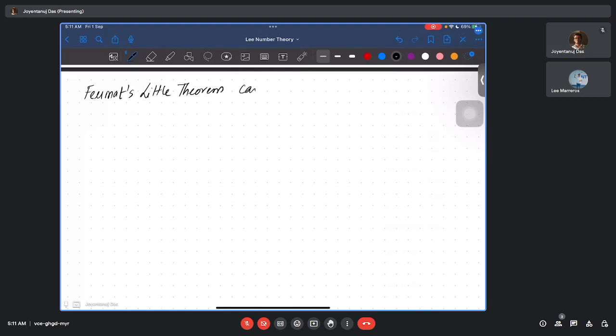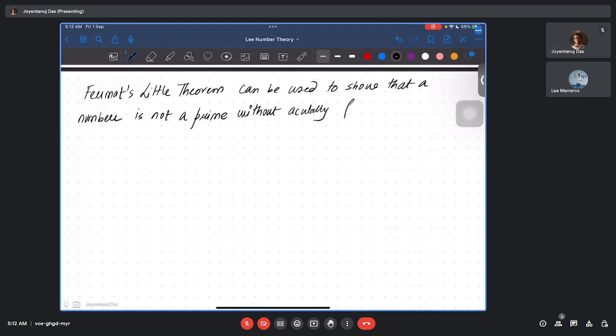So this can be used to show that a number is not a prime, actually without factoring it, because to check factorization it is very difficult without actually factorizing it. So this is one application. We can check whether the number is prime or not without factorizing it.